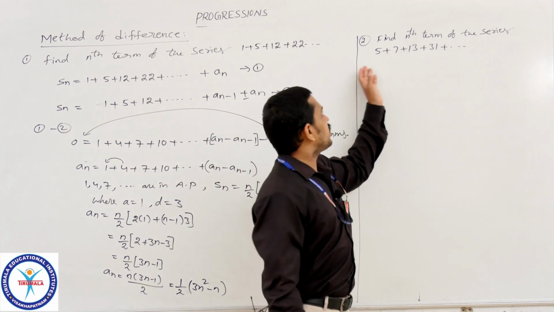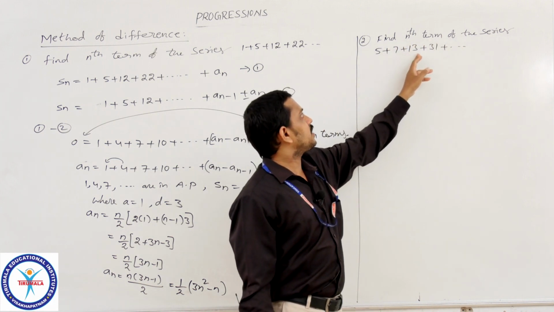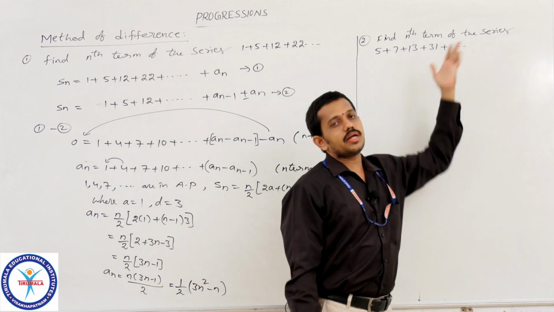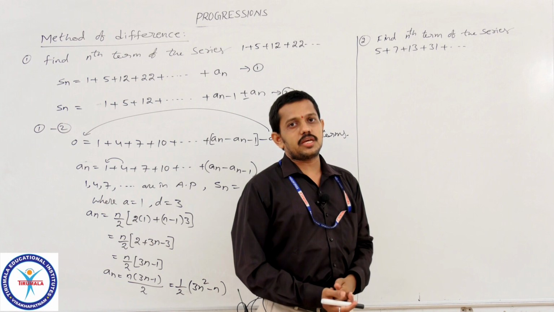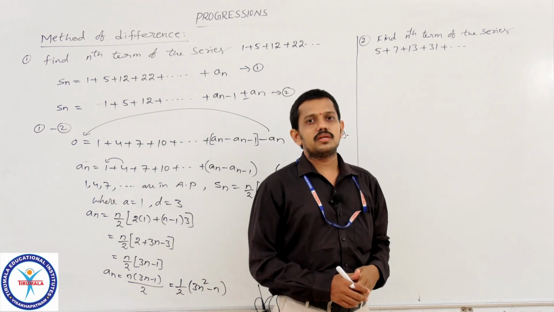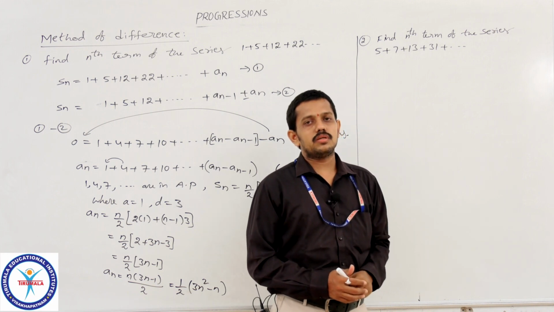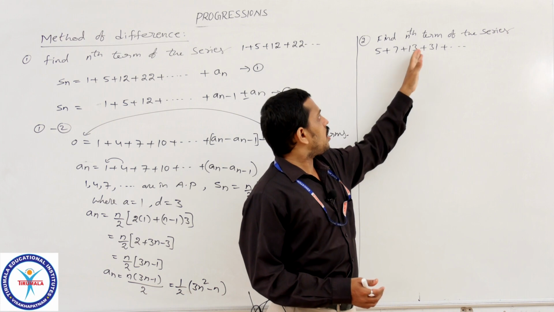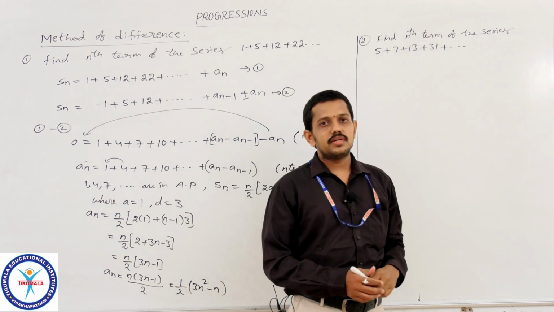Now, we will take one more example. Find the nth term of the series 5 plus 7 plus 13 plus 31 plus and so on up to infinity. So, here we are required to find the nth term. When we observe this series, this is not in AP, not in GP, not in harmonic progression, not in AGP. So how can we find the nth term of this series? By using the method of difference.